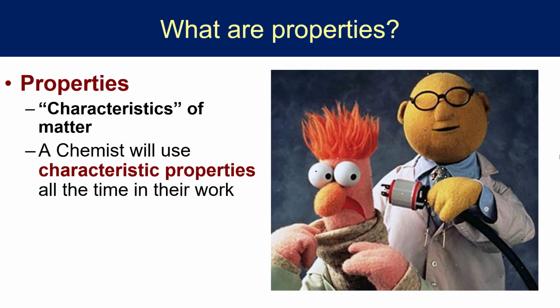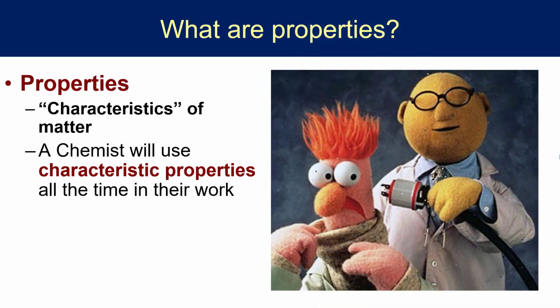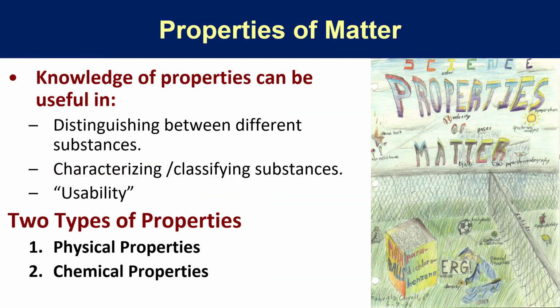So the way you can think about properties is a little bit the way you think of character traits in your English language arts class. Whereas character traits describe characters, properties are essentially your character traits or your characteristics of matter. And as I said before, any chemist is using these characteristic properties of matter all the time to propel their work.